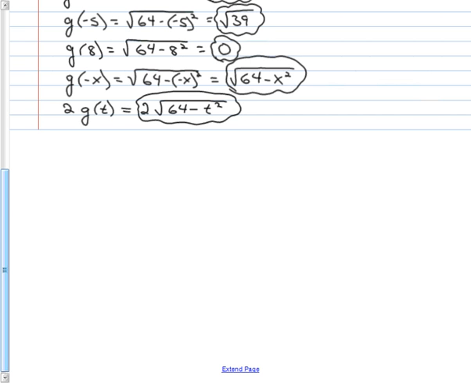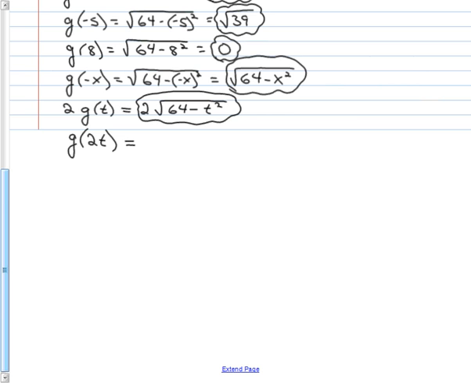F, part F, g of 2t. This is different. What are we substituting now? We're substituting it for the other one. 64 minus t squared and double, isn't it just 64 minus t squared and t squared? No, it's 2 times the square root. And I can't multiply a 2 times something inside a square root. Can't do anything with that.